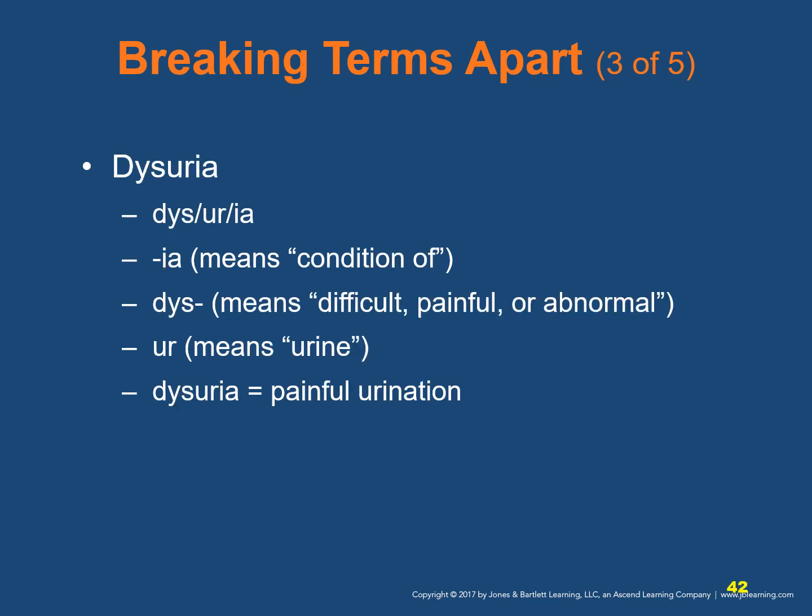Dysuria. Ia is a suffix meaning condition of. Dys is a prefix meaning difficult, painful, or abnormal. Ur is a word root meaning urine. So dysuria means painful urination or pain when urinating or difficulty urinating.